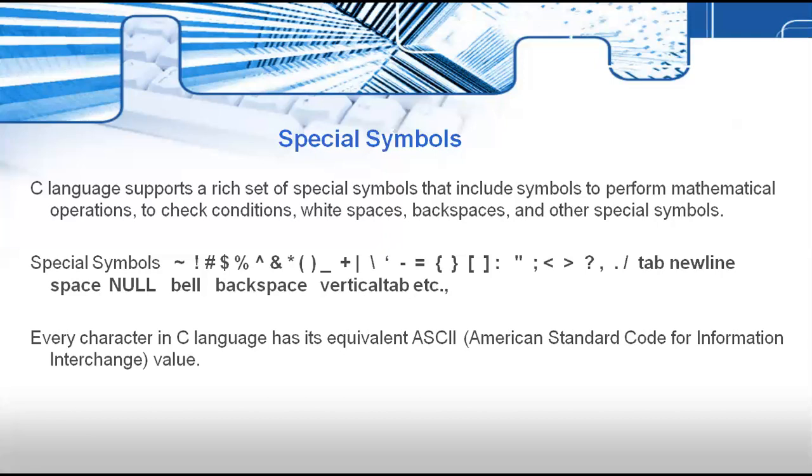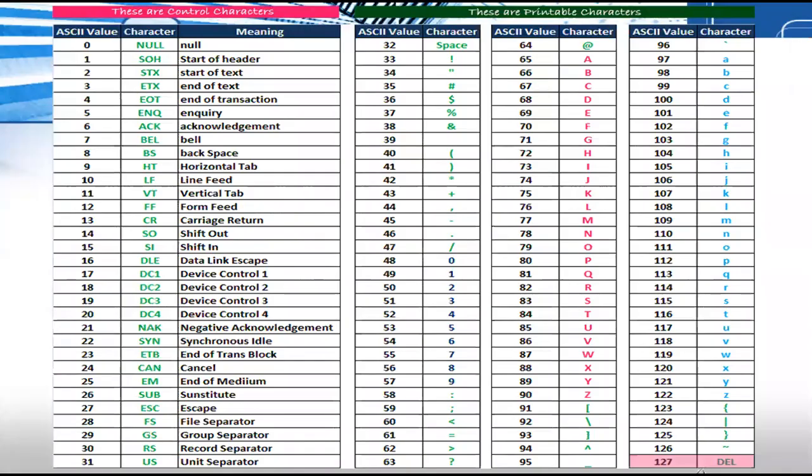So every character in the C language has its equivalent ASCII value, that is, American Standard Code for Information Interchange value. Now let us see the different ASCII values, and here we have divided them into two parts: one is the control characters and the other is the printable characters. We have 32 control characters whose ASCII values are between 0 and 31, and all the remaining characters come under the printable characters.